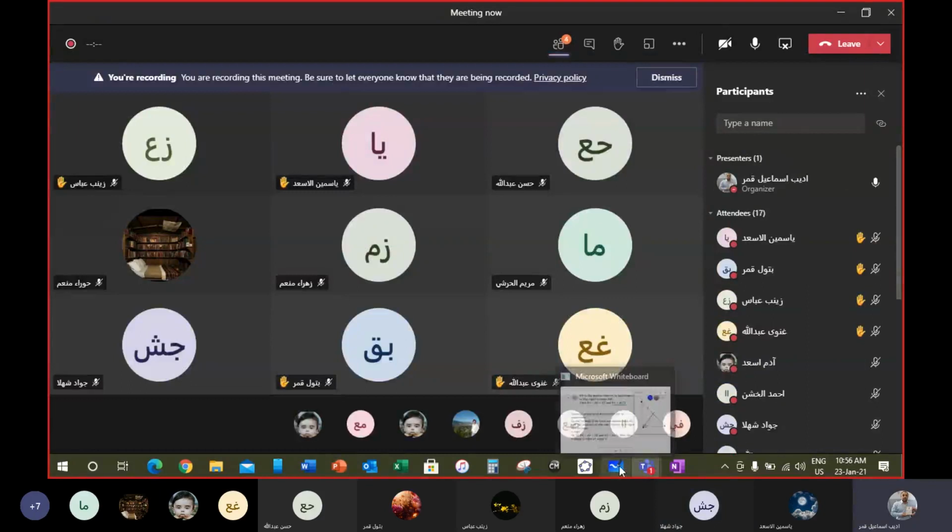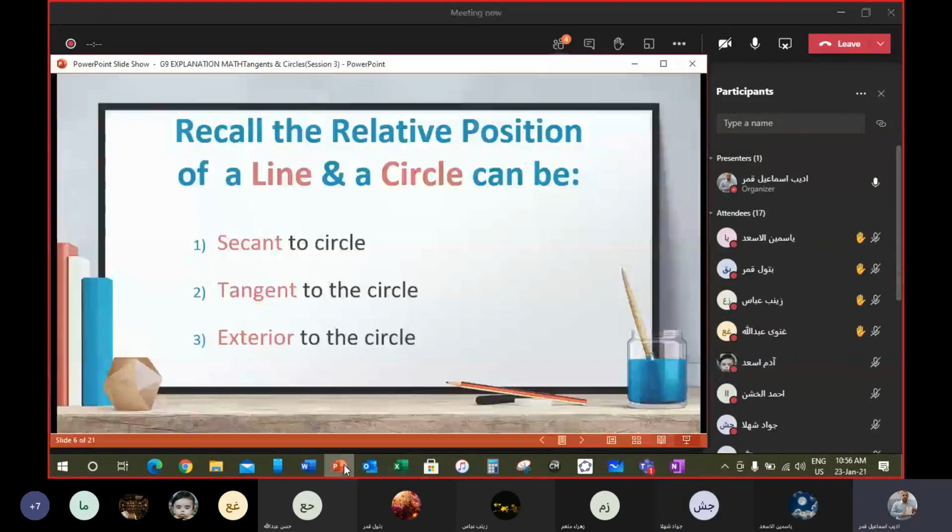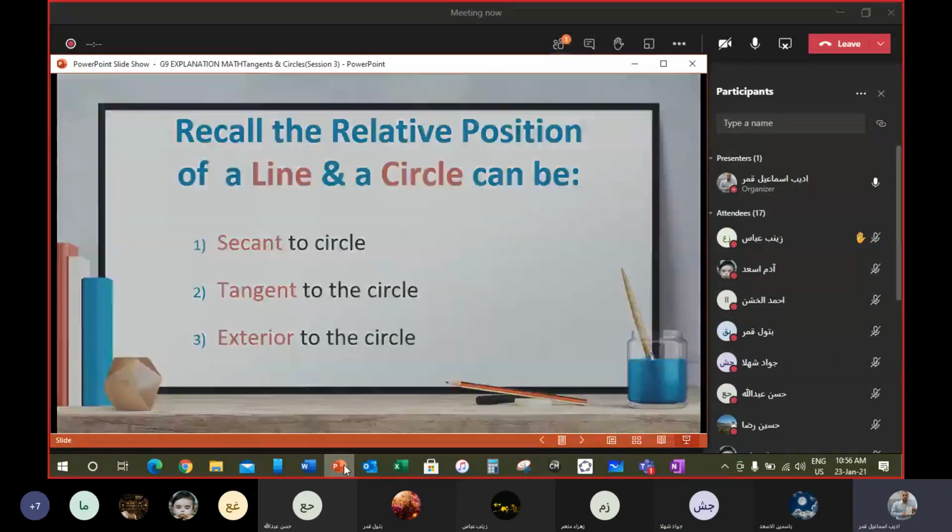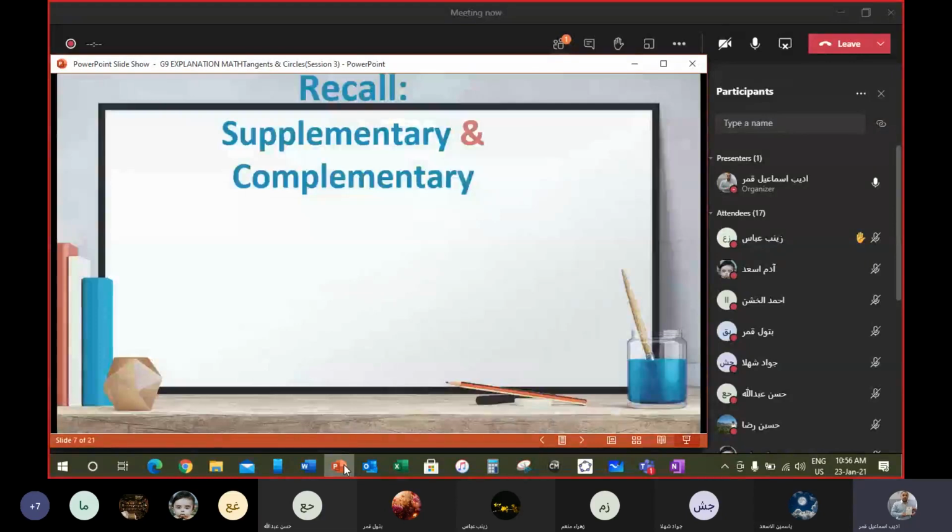Secant, its distance from the center is less than the radius. Tangent, its distance from the center is equal to the radius. And exterior, its distance from the center is greater than the radius. طيب supplementary angles يا آدم أسعد.